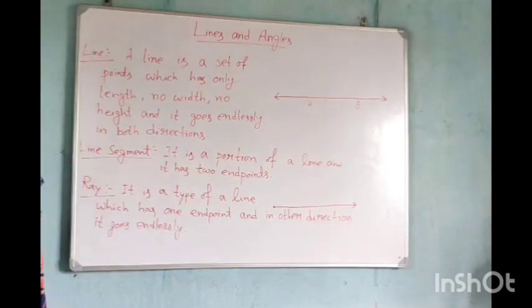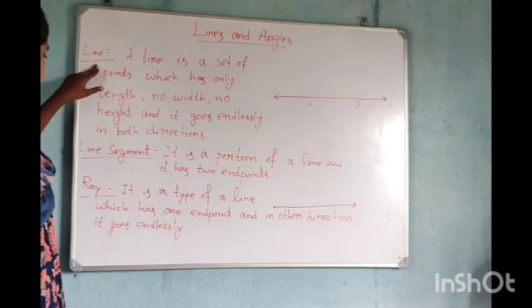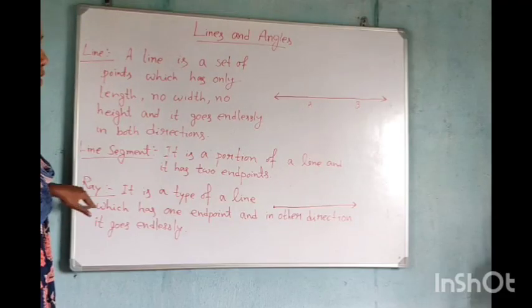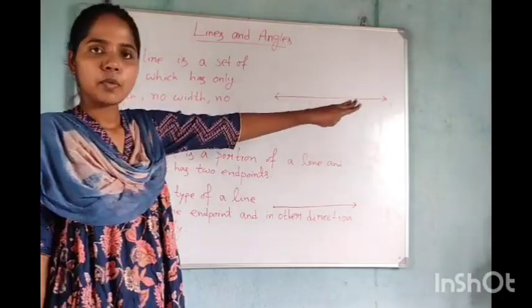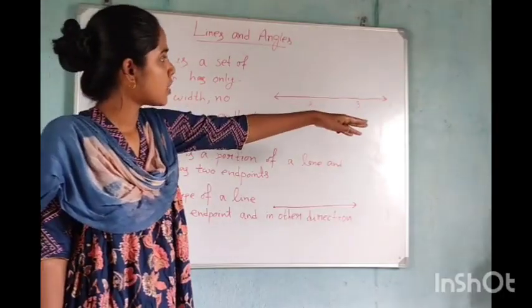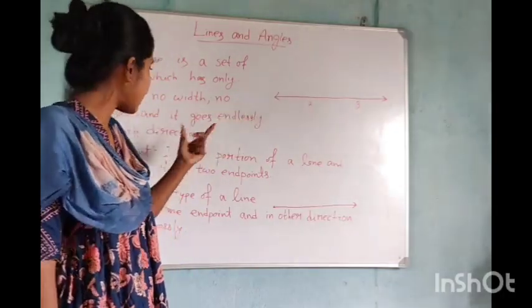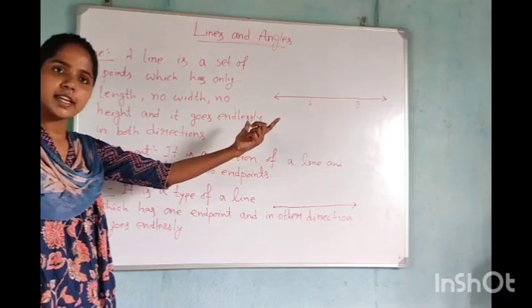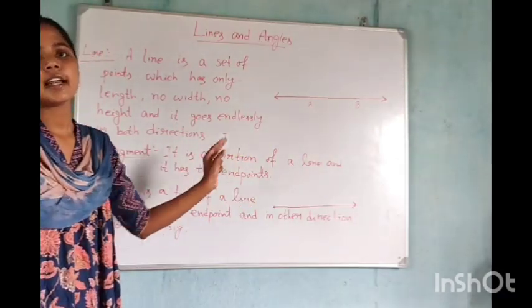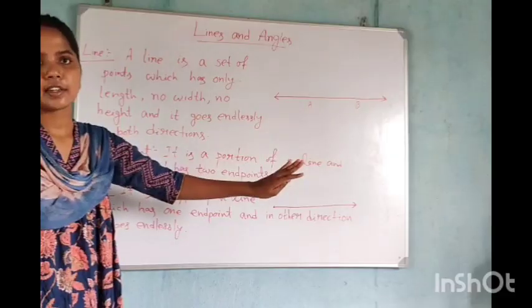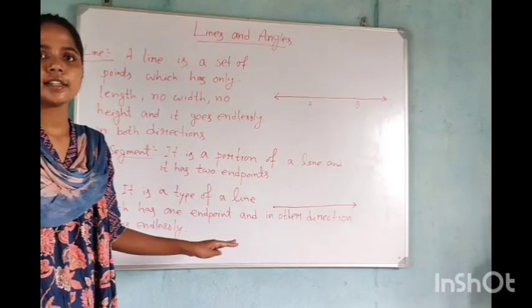Okay, so this is line segment, ray. A line has no endpoint, it goes in both directions endlessly. A line segment is basically a portion of a line. A ray is where one point is fixed and in the other direction it goes endlessly. Okay. Up to this, do all of you understand?